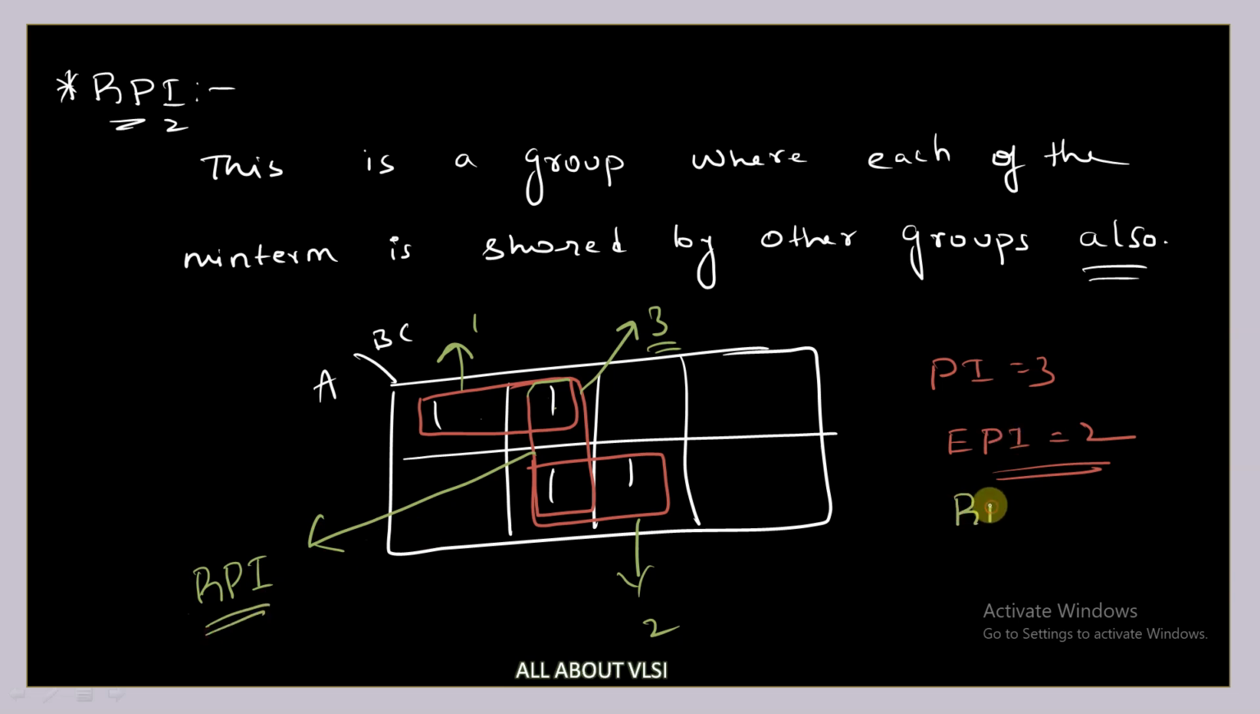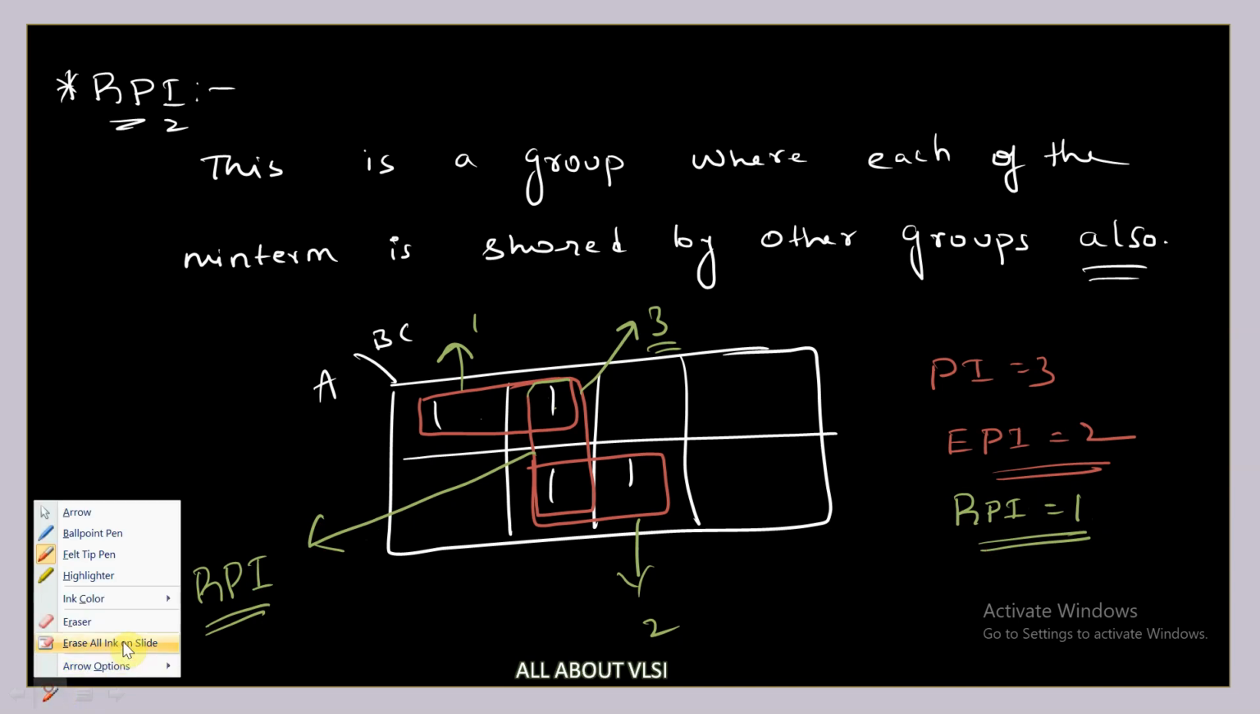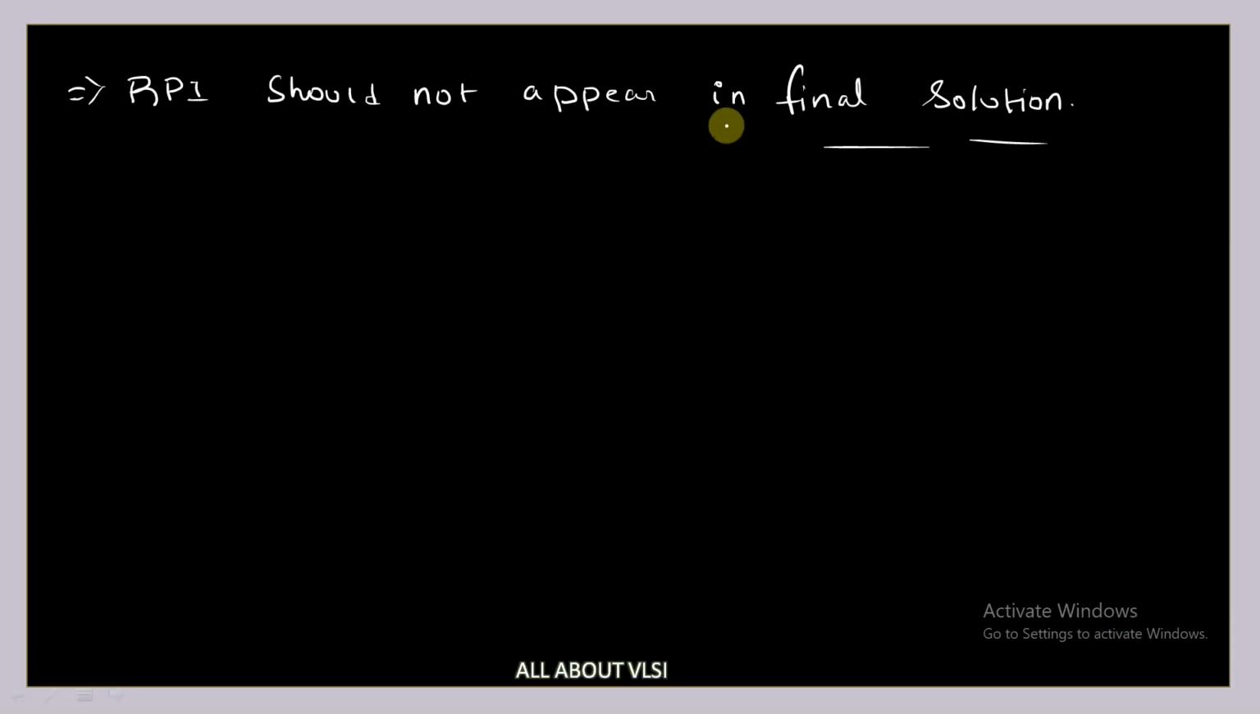So RPI, how many do we have? RPI is equal to 1. This is how we find out which is EPI, which is RPI, which is PI. And these RPIs should not appear in the final solution. So RPIs should not appear in the final solution. These three terminologies, RPI, EPI, PI, are they clear?